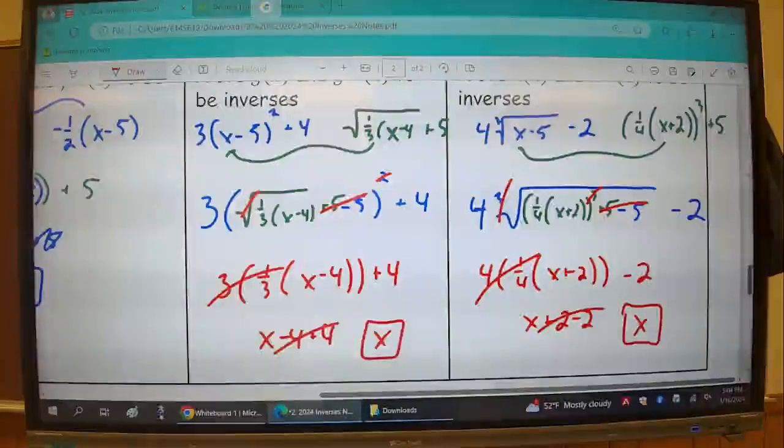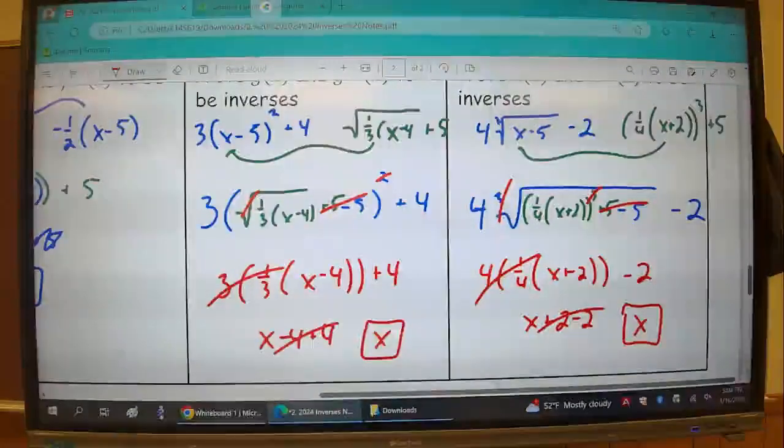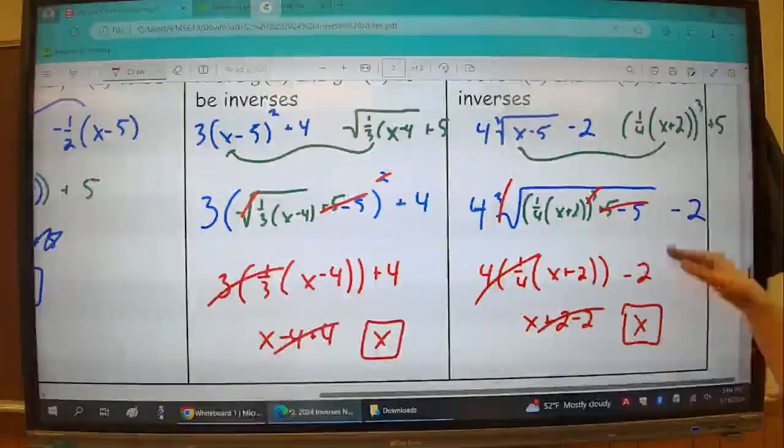That's how I can prove to you that two functions are inverses. Now, if two functions were not inverses, then I would not have just x by itself. I would have x plus 4, x minus 2, 3x squared. I would not have x by itself. So when you do these, you want to make sure that you have the correct inverse. And how do you know? You plug one into the other, and you see if x is all that remains.